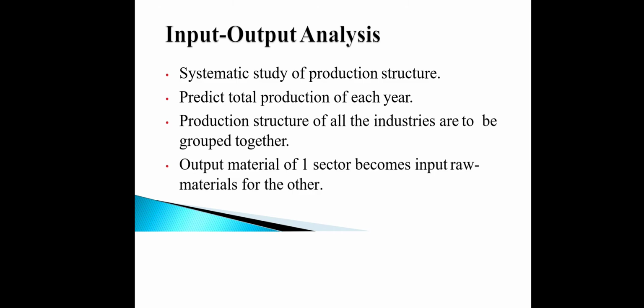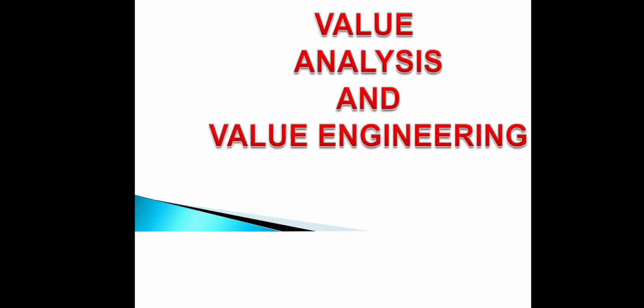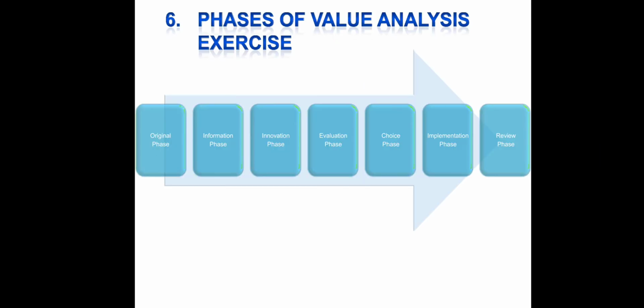And the next one is input and output analysis. It is the systematic study of production structure, to predict the total production of each year. Then the production structures of all the industries are grouped together, and the output material of one sector becomes the input raw material for the other sector. So this is one of the value analysis phases.